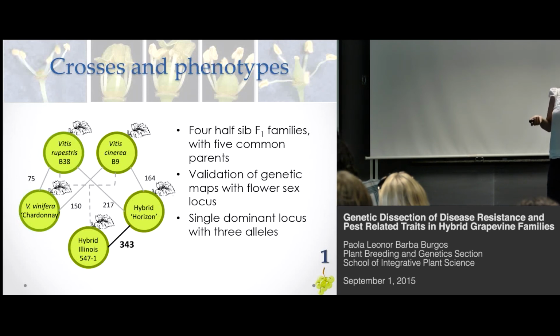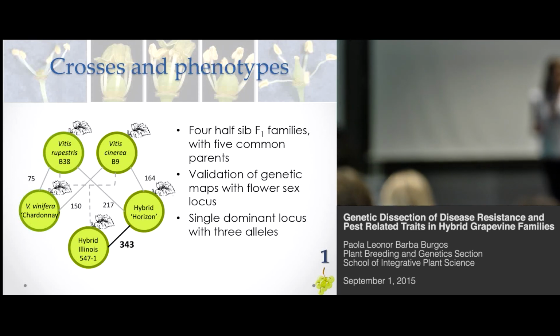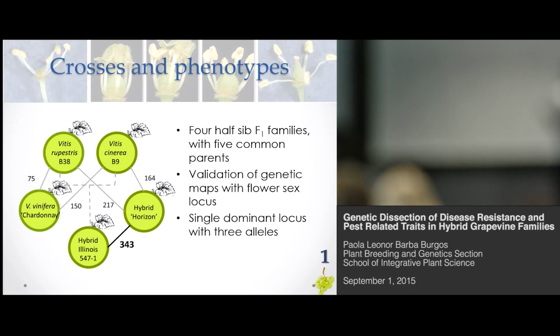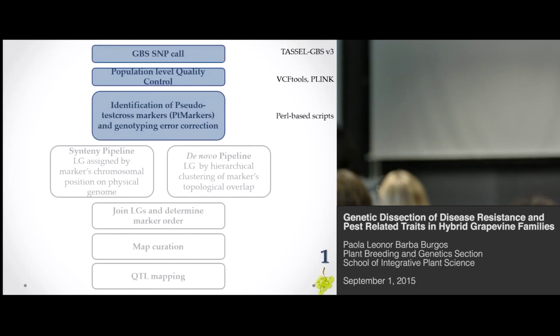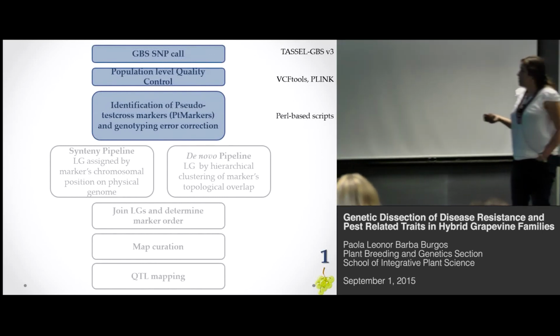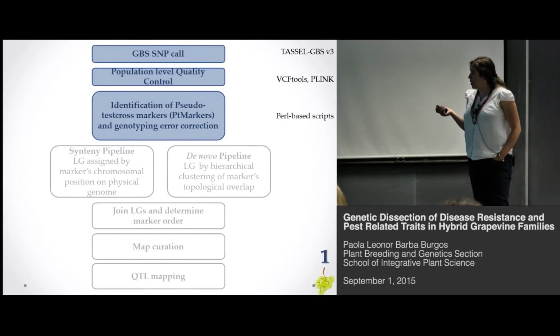genetic maps were validated using the sex locus, which is a single dominant locus with 3 alleles, which is very well characterized in grapevines. I'm going to go fast into the pipeline because I don't want to spend too much time explaining it, but just a quick view.